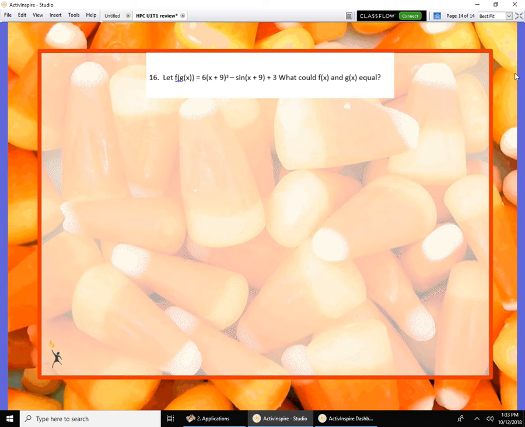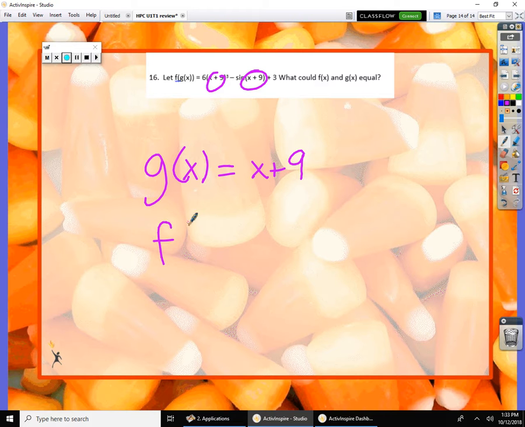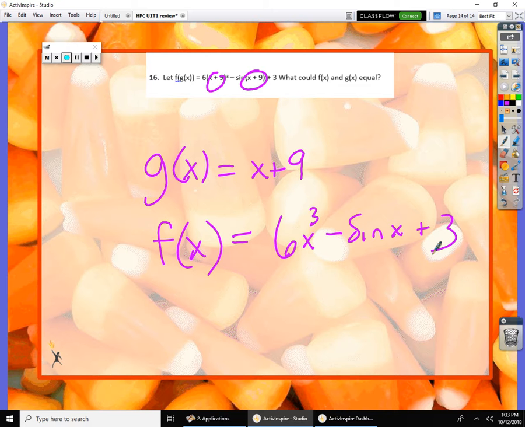Okay, the last problem. What do you notice that they both have? X plus 9. So I'm going to go ahead and make that my g. So g of x equals x plus 9. Okay, rewrite the function without the x plus 9. What is it? 6x cubed minus sine x plus 3. Done. G of x should always be what is repeated. Okay?